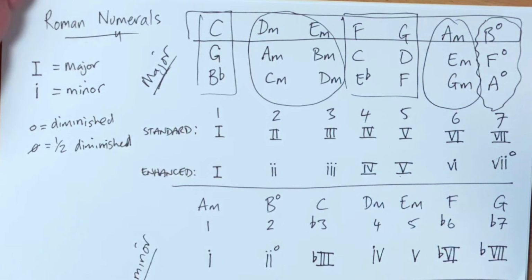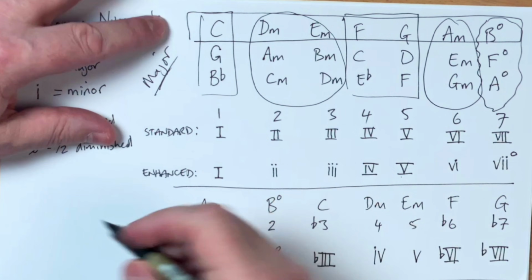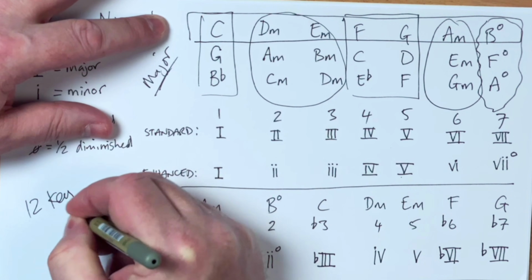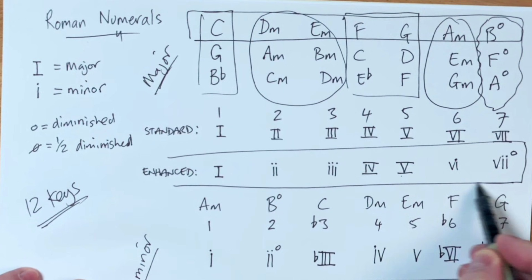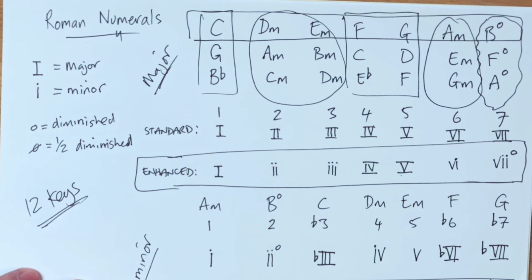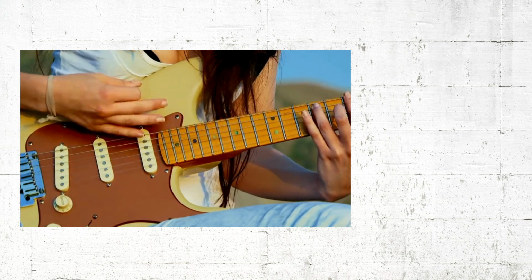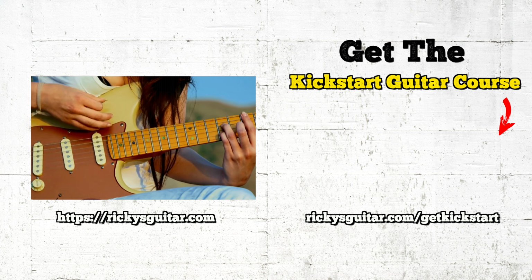And I can swap this out for any of the 12 keys, guys, because remember, we have 12 keys to go at. This is a universal way for showing you how it works for major and minor, and this is enhanced Roman numerals.